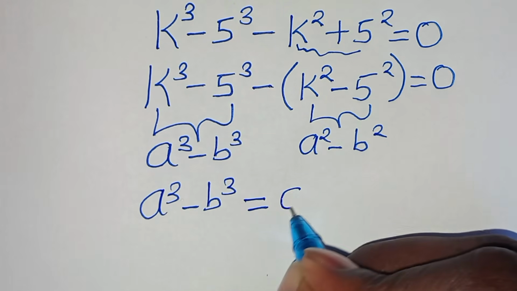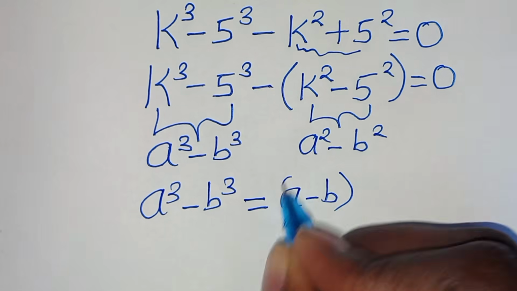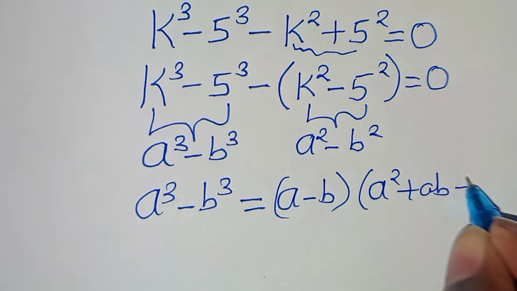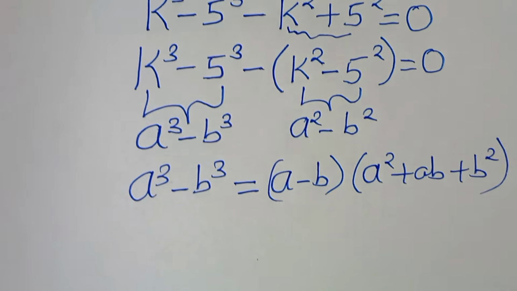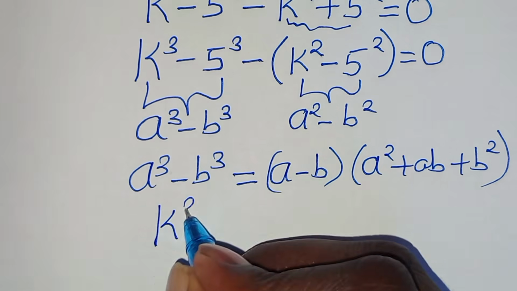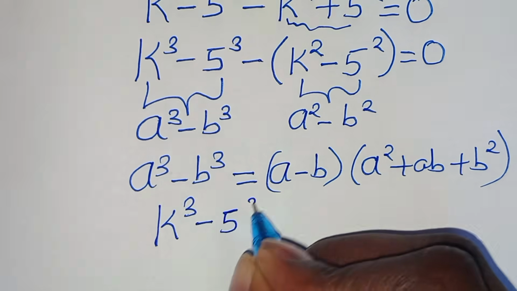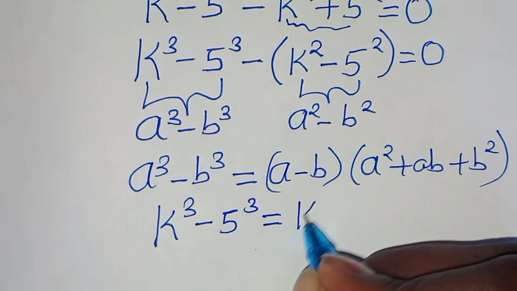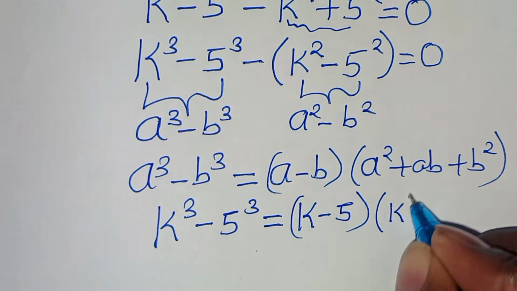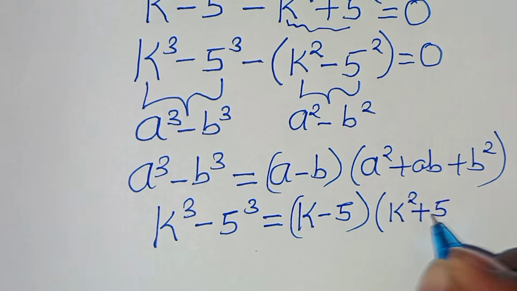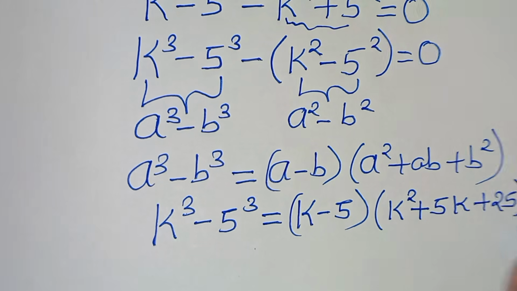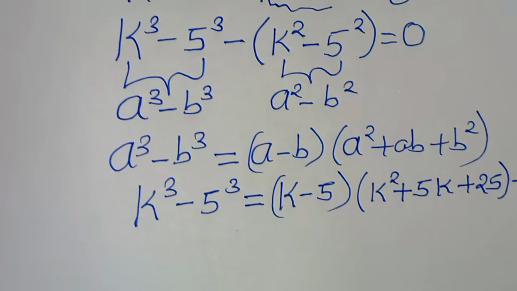Now we have that a to the power of 3 minus b to the power of 3. This is the same thing as a minus b, a to the power of 2 plus a times b, then plus b to the power of 2. So applying this identity, this means we have k to the power of 3 minus 5 to the power of 3. This can be expressed as k subtract 5, here we have k squared plus 5k plus 5 squared. This is 25. Let's call this the first part.